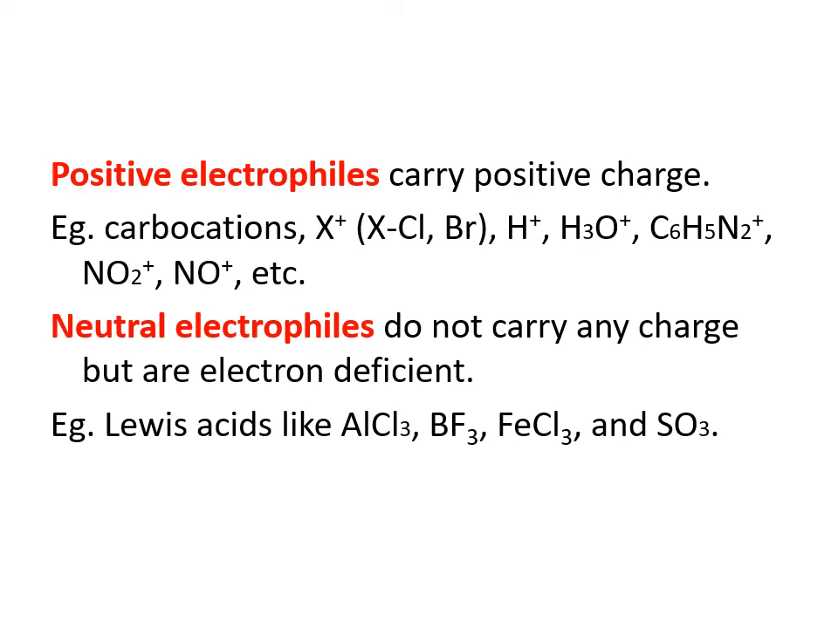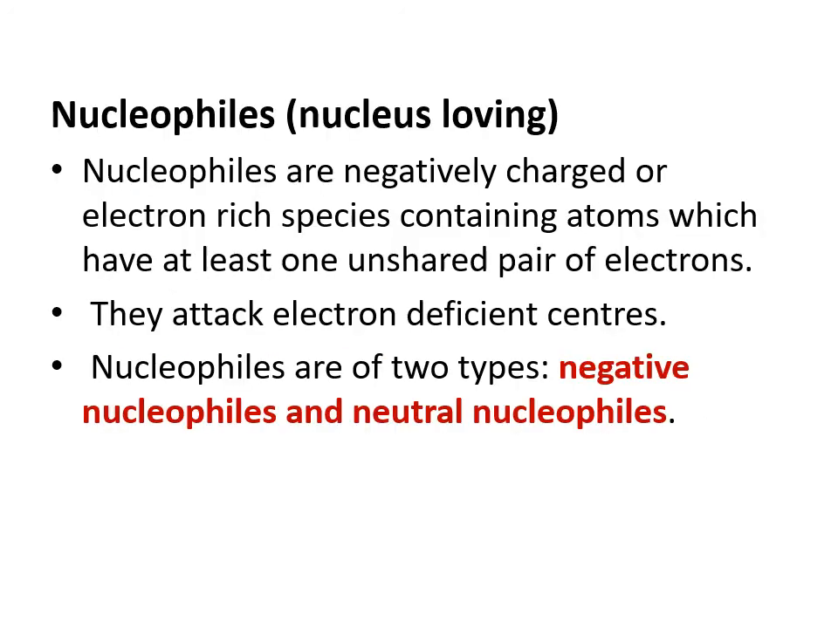And neutral electrophiles, they do not carry charge, but they are electron deficient. Usually Lewis acids are examples for neutral electrophiles. Example, AlCl3, BF3, FeCl3 and SO3. All these are examples for neutral electrophiles.